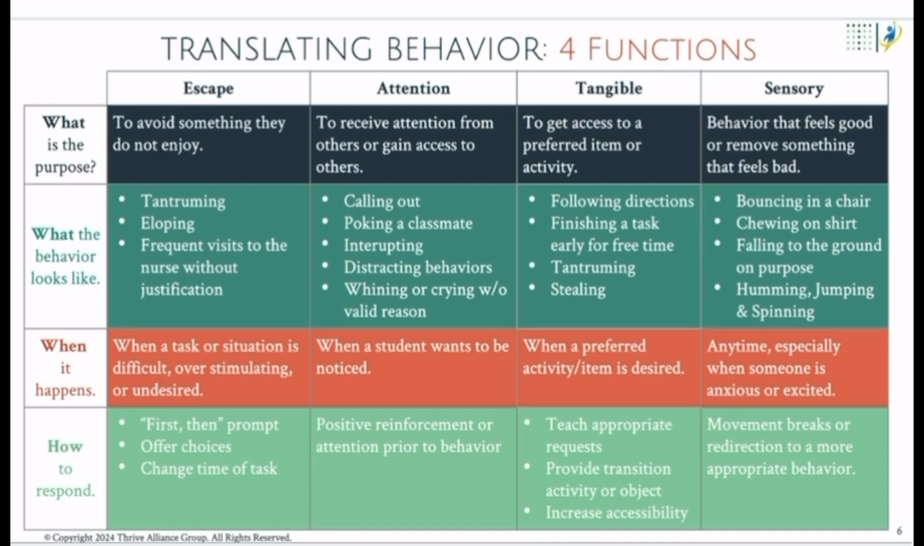This chart gives us examples of child behavior for each category, when it is likely to happen in the classroom, and some practical strategies on how to respond. For example, under the tangible category, we see that a child can tantrum to get access to something they want. When does this happen? Well, we know it's fairly common in a preschool classroom because they may want a snack or a toy or a specific colored crayon.